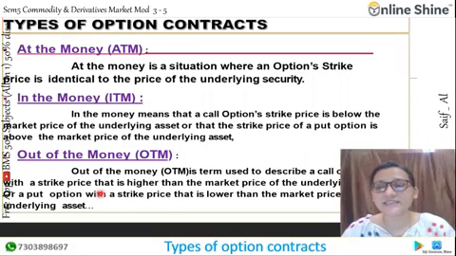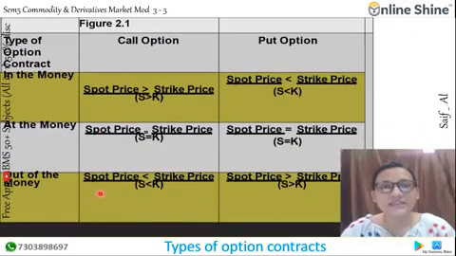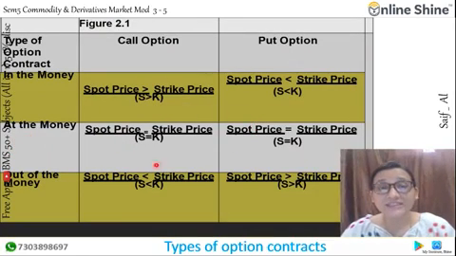So let's see in the chart. We can see here is the call option and the put option. First we have seen the at the money. At the money means the spot price is equal to the strike price.